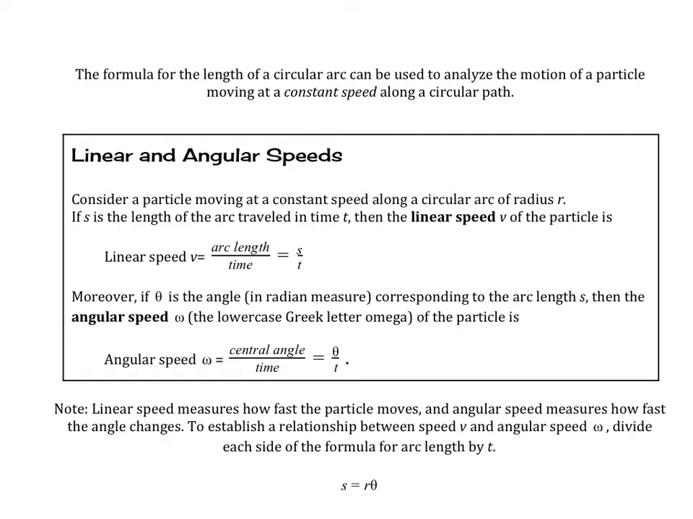Let's look at some word problems. The formula for the length of a circular arc can be used to analyze the motion of a particle moving at a constant speed along a circular path. So we're going to take a look at linear and angular speeds.